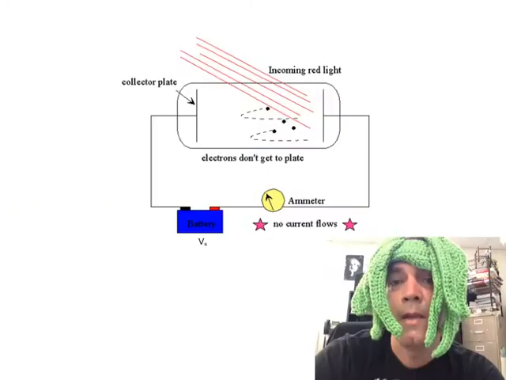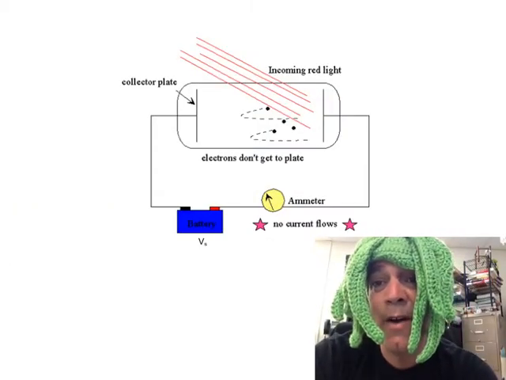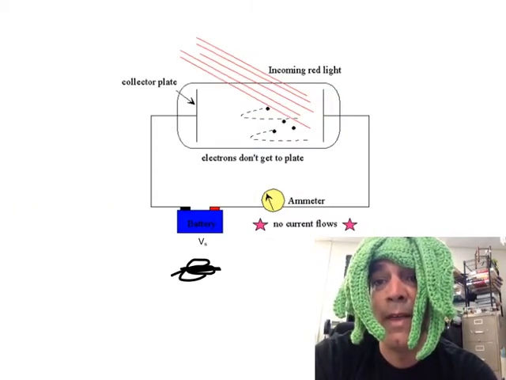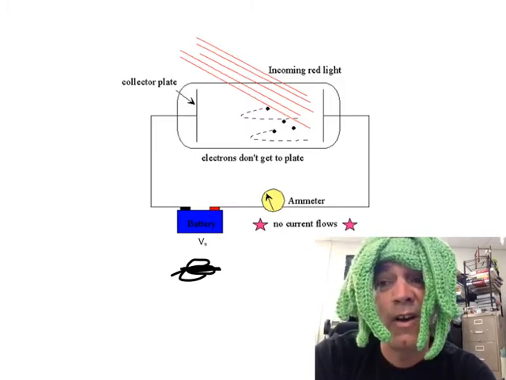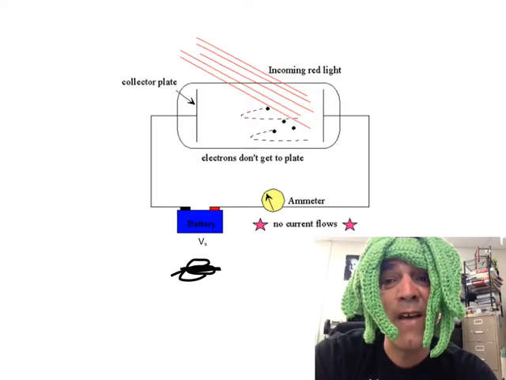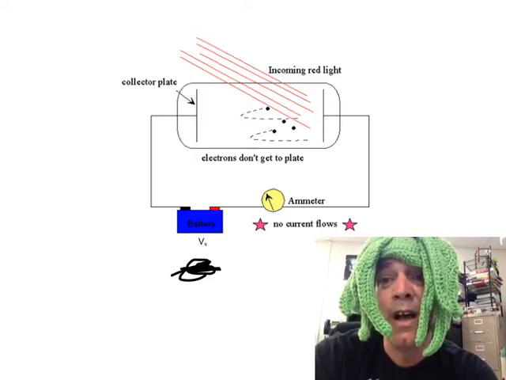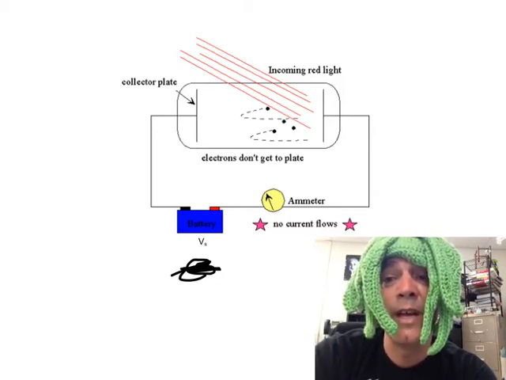Here comes the experiment. What Einstein did was he put a battery over here and said if we put a battery right there, we can put enough potential there to stop the electrons from making it all the way across. And when we have a lower potential, it won't stop them and they'll get all the way across. We'll be able to measure a current.